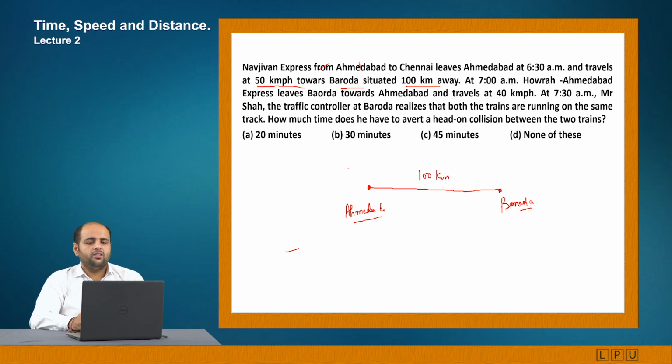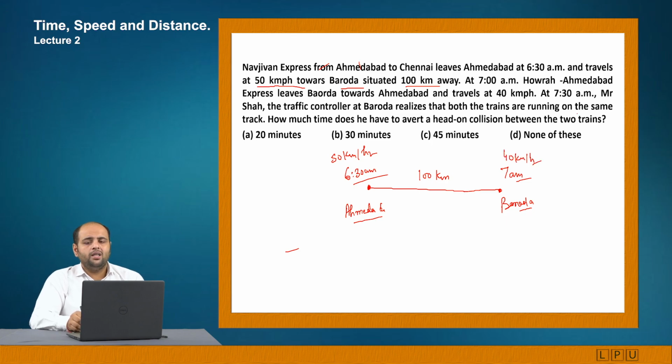Now this train starts at 6:30 am. So this is the starting time. Now the other train starts at 7 am. Okay, what is the speed of this? This will be 50 km per hour. And what will be the speed of this? This will be 40 km per hour.